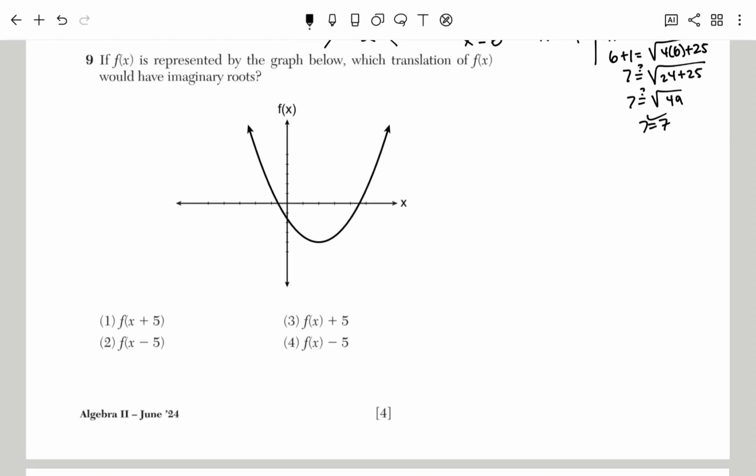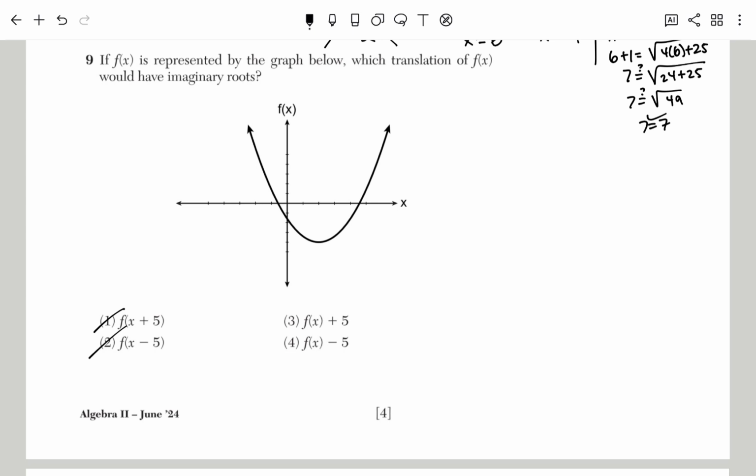If f of x is represented by the graph below, which translation of f of x would have imaginary roots? So it's saying that when we have imaginary roots, we know it does not hit the x-axis. So if something hits the x-axis, I need to either move it up or pull it down to not make it hit the x-axis. Moving it to the left or right doesn't help anything. Now we're in between answer choice 3 and 4.